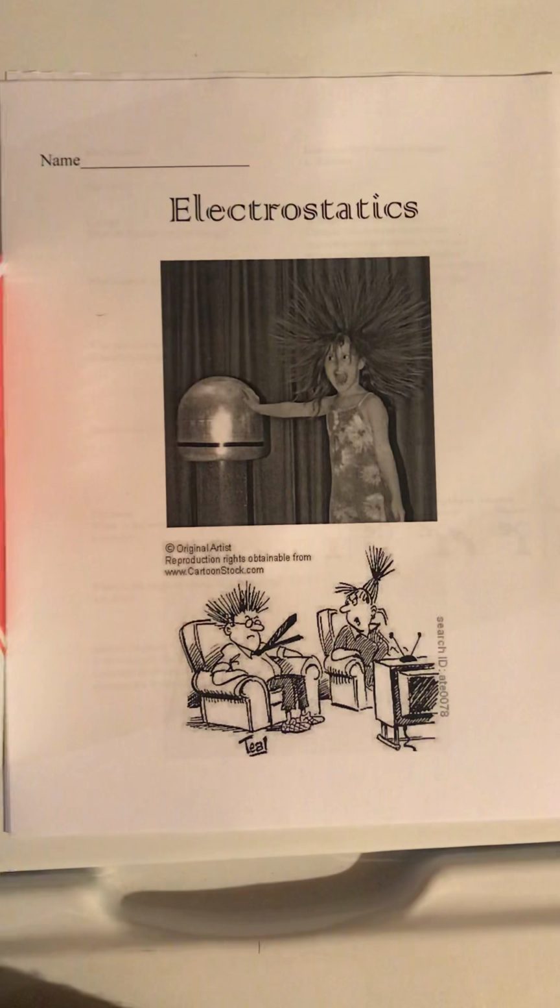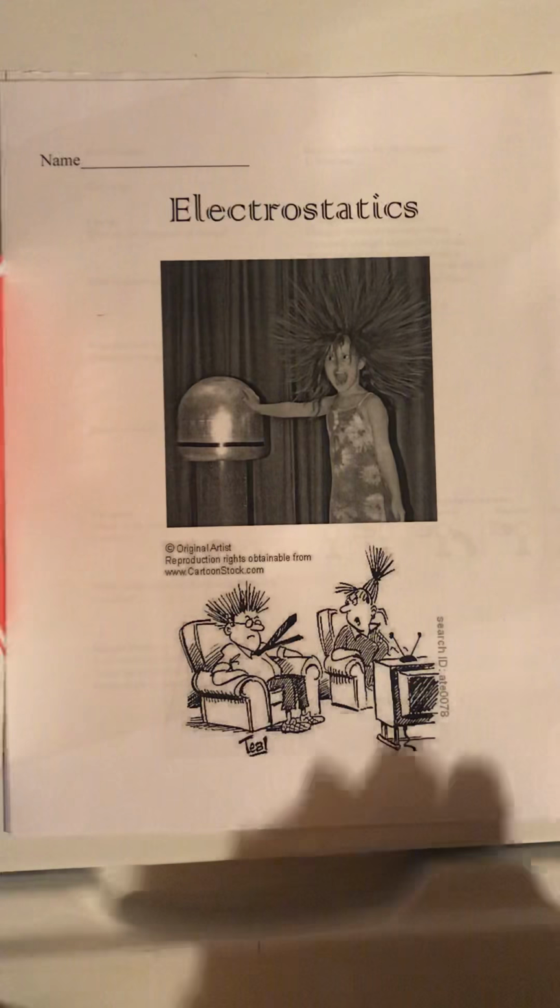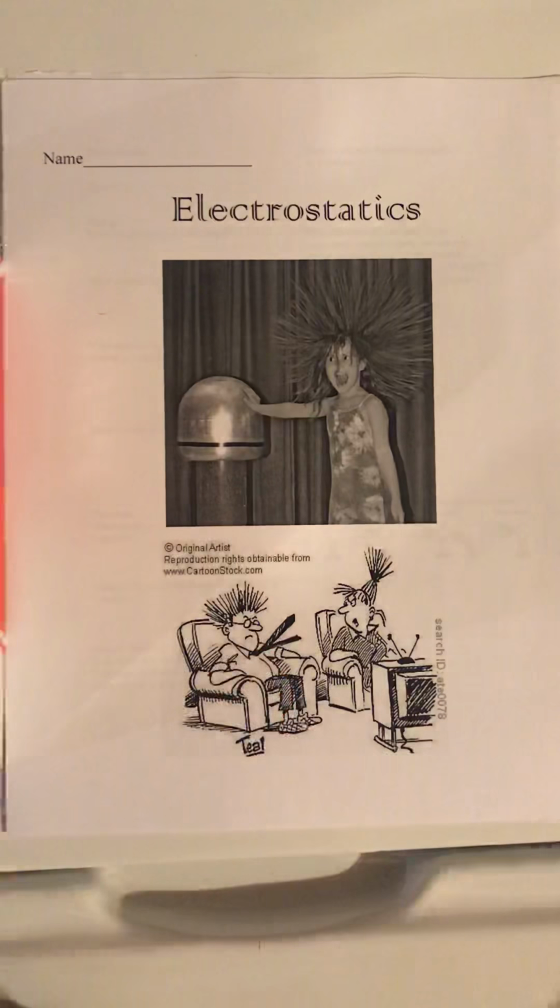First, before we start our exciting electrostatics unit, I want to start with a joke. What do you get when you cross a vampire and a snowman? Frostbite.